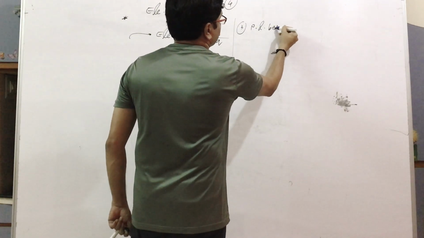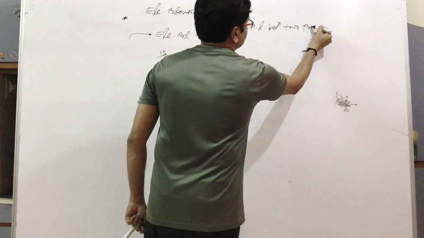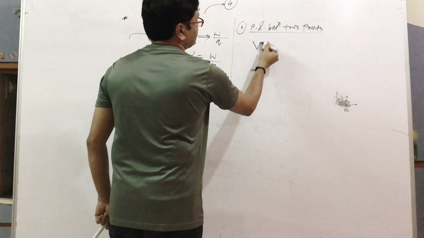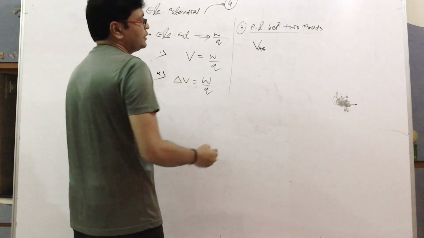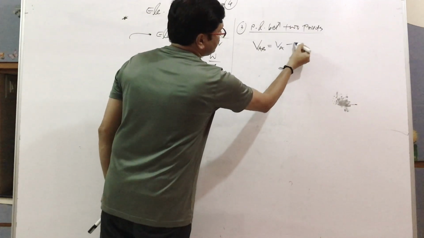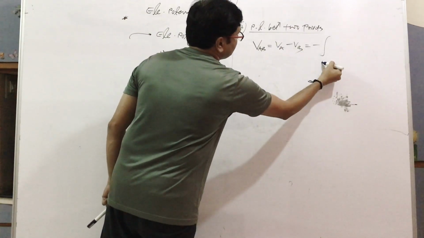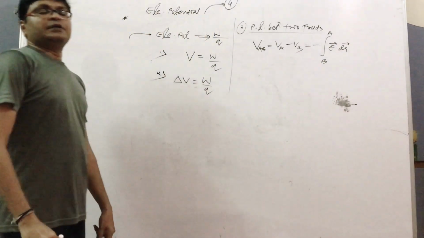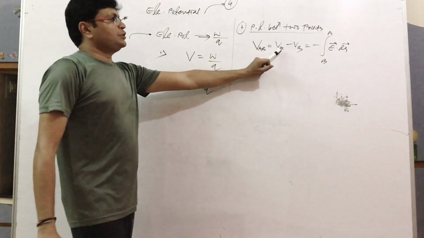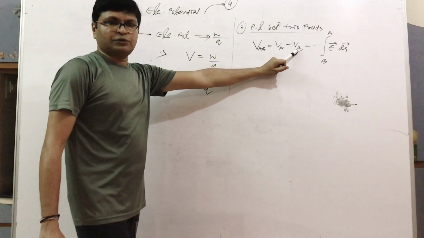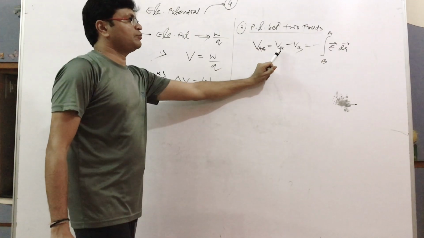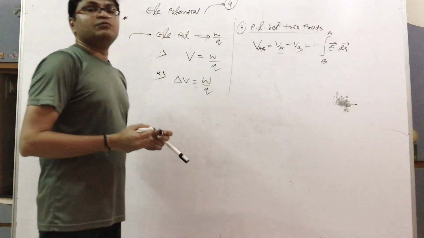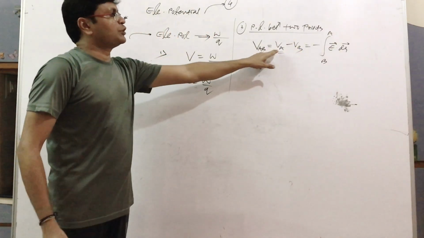Potential difference between 2 points. Suppose the potential difference between 2 points A and B, so VAB is equal to VA minus VB is equal to minus integral from B to A of E dot dr. Ready? Very important point. Here, potential at point A with respect to point B, it is also called work done required in moving unit positive charge from point A to B.